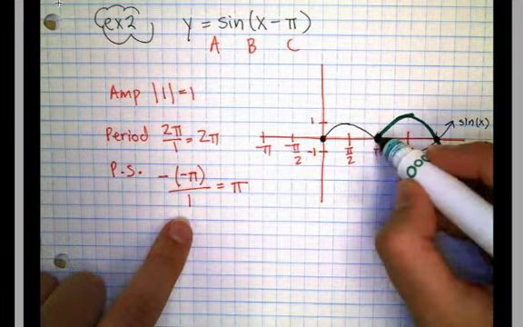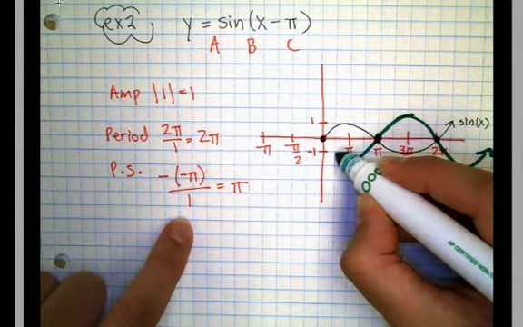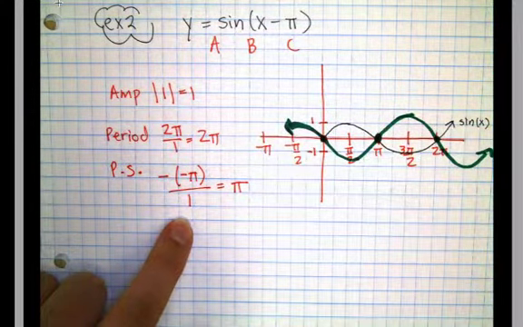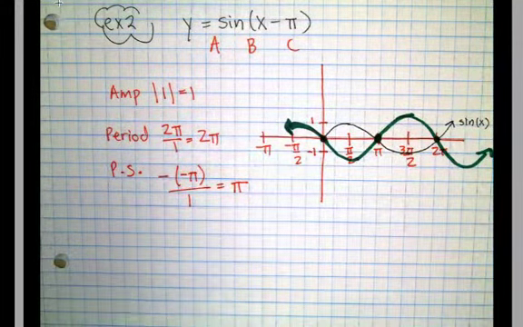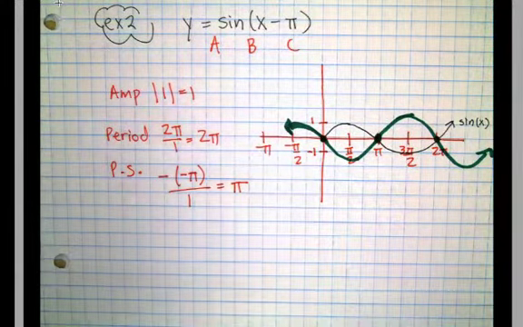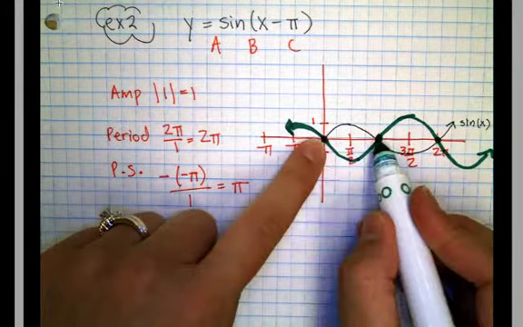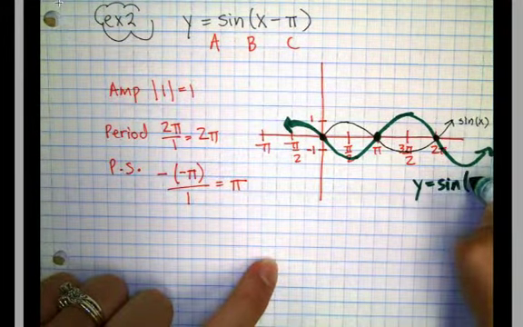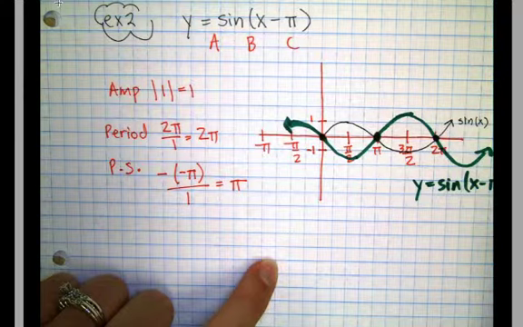And I can work backwards here. Oops, I went down a little too far. And you kind of get the idea. So the only shift that really happened to this graph is we moved it to the right, pi units. And that's it. And so this green one is y equals sine of (x minus pi). And we got our graph.